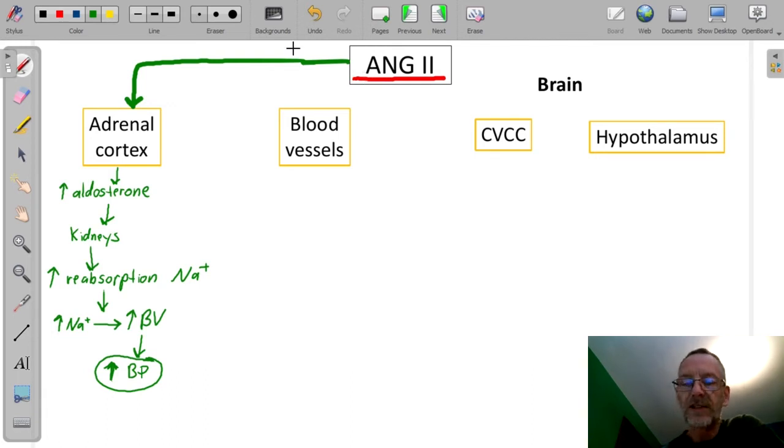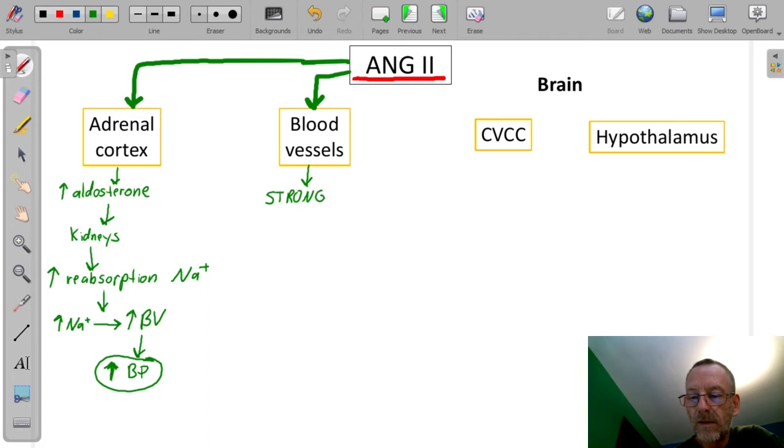Another target of angiotensin 2 are blood vessels, arteries, and veins. And angiotensin 2 is an incredibly strong vasoconstrictor. And you increase the squeeze on the blood vessels, and that leads to an increase in blood pressure also.